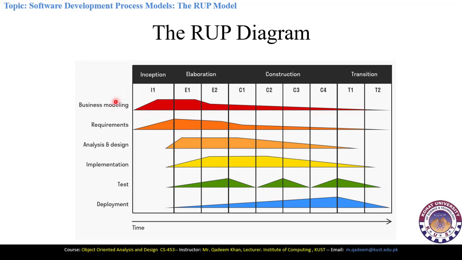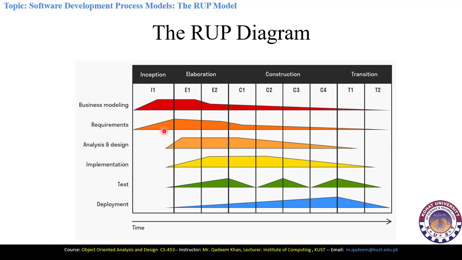Now, first of all, we will create the business modeling of the system. Here you can see that the business modeling is carried out throughout the phases of the Rational Unified Process model, but it is mostly in the inception and the elaboration phase. It means that here we will create the business model of the system, that is, the cost benefit analysis of the system.